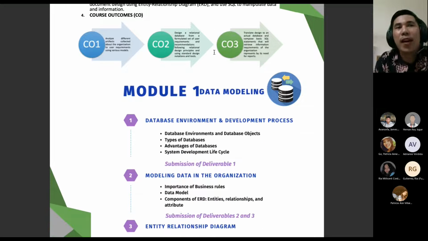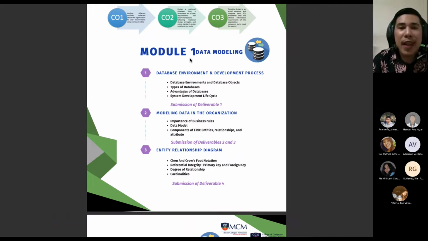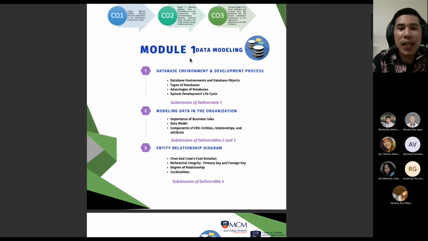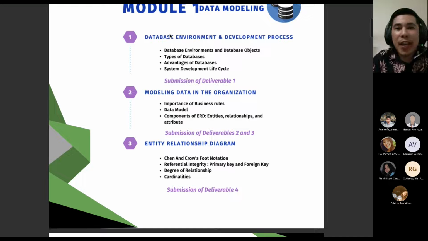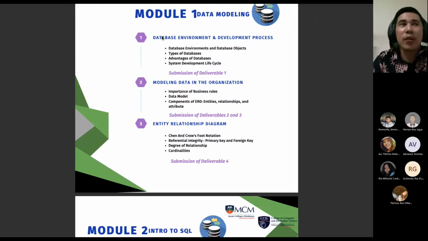Okay, so that is the approach of information management. The way we are able to bridge the gap between these three programs, EMC, IS and CS, is that I have designed the courses the way I understand it better, the way I can deliver it better. So right here in module one, we're going to focus on data modeling.